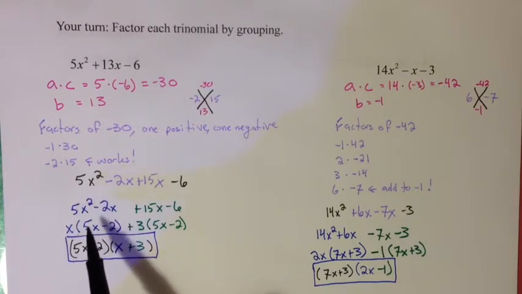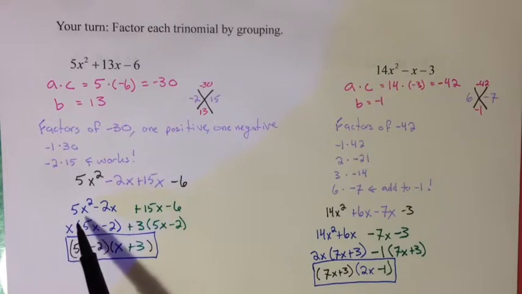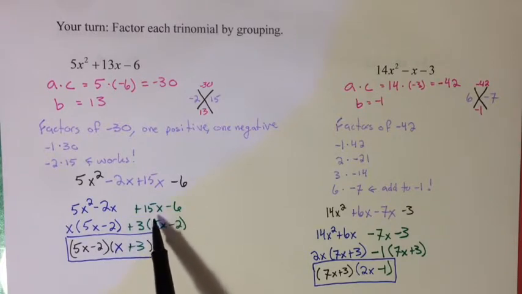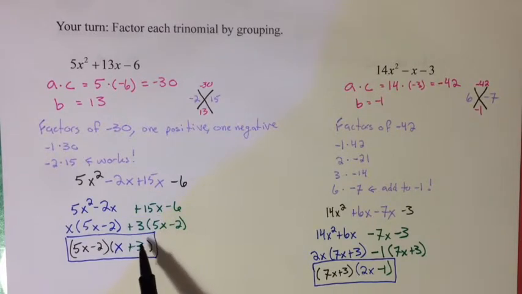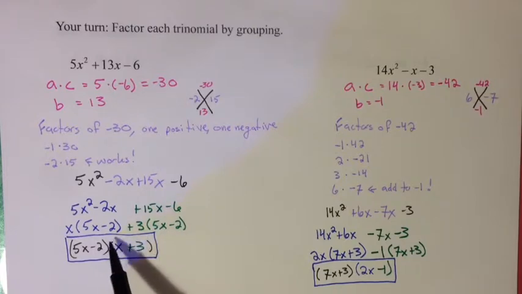So I group my first two terms together, 5x squared minus 2x, and my last two terms together, 15x minus 6. Now I look to see what they have in common. Between 5x squared and negative 2x, I can factor out an x, leaving me with 5x minus 2. And between 15x and negative 6, I can factor out a 3, leaving me with 5x and negative 2. Now both of my terms here have a 5x minus 2, so I can pull that all the way out, giving me 5x minus 2 multiplied by x plus 3.